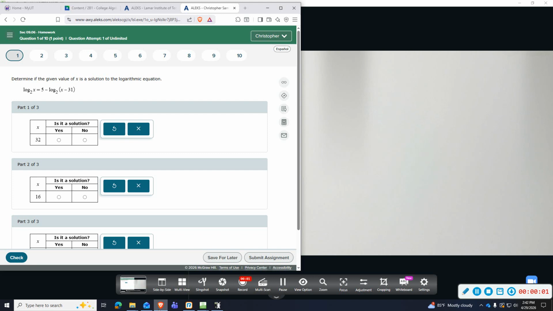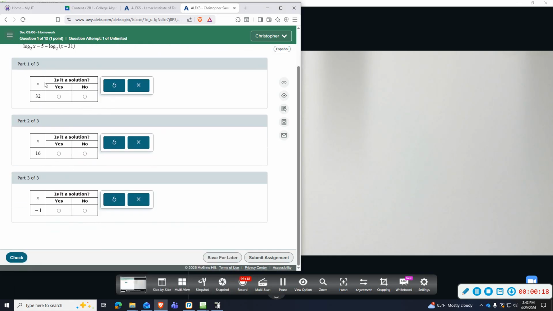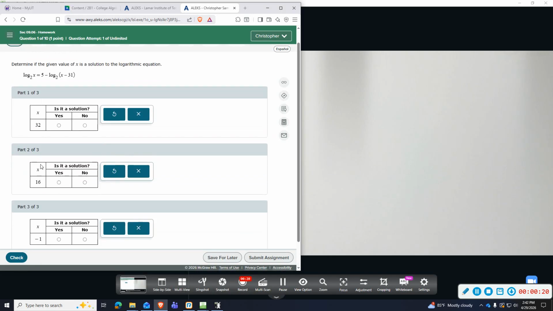Alright, this is section 9.6 homework, log equations and applications. Problem number one, we have three parts. We want to determine if the given values of x are solutions. Now what we can do is plug in each value one at a time and check to see if the left side is equal to the right side.